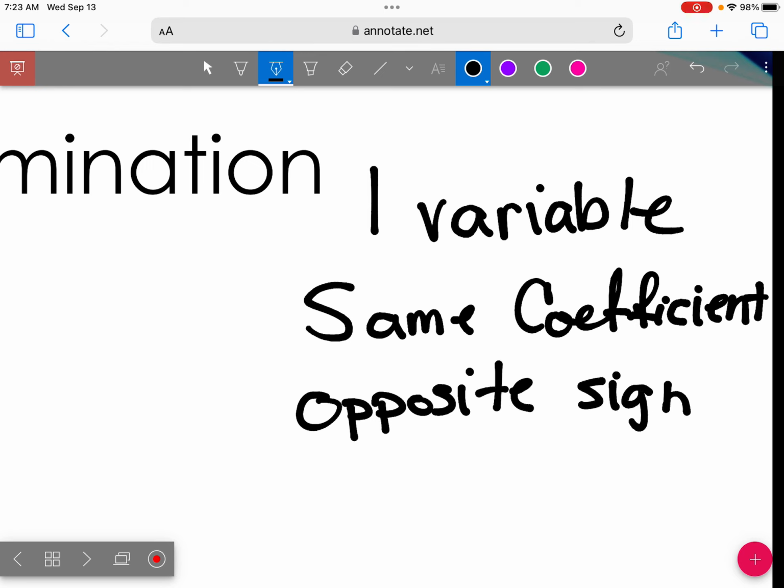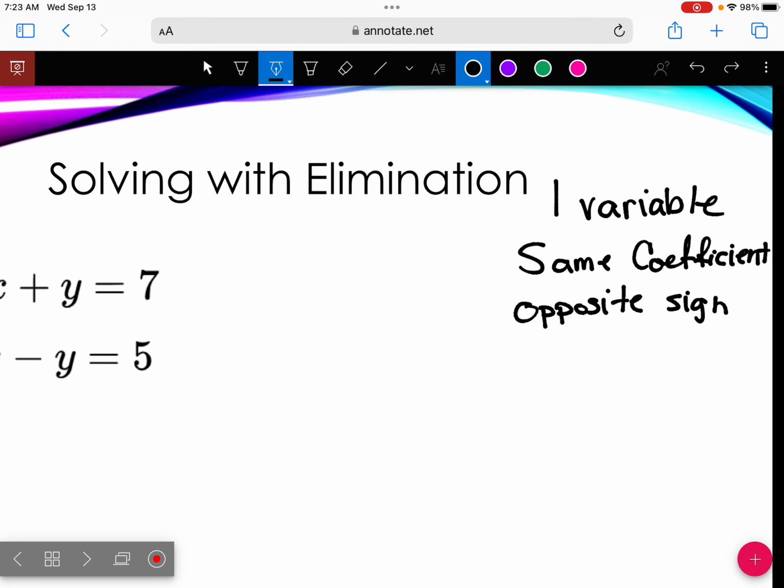So 2 and -2, 1 and -1, 3 and -3. Doesn't matter what it is. Same number, opposite sign. Because what we're going to do is we're going to old school add things together to make one of the variables eliminate. That's why it's called elimination.